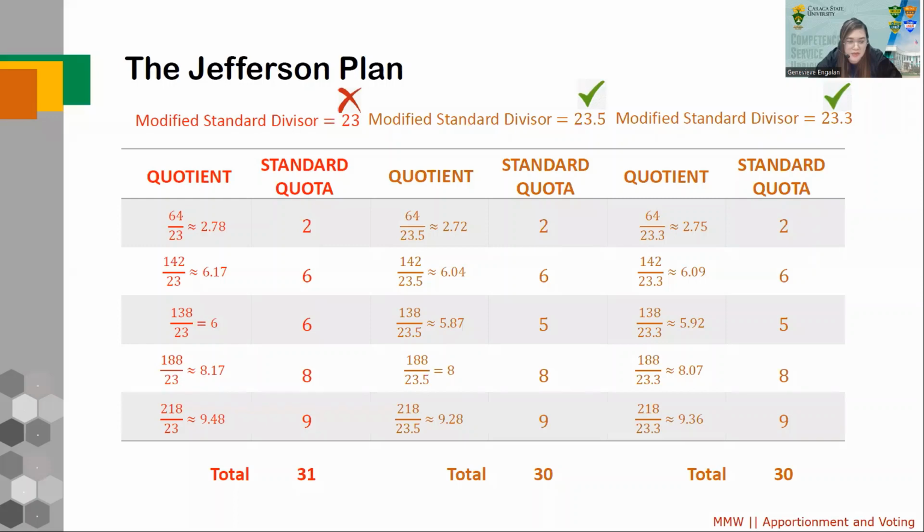So it's between 23 and 24. Let's try 23.5. Dividing 64 by 23.5 gives 2.72, and so on. Looking at the whole number parts, we get 2, 6, 5, 8, 9. So 2 plus 6 plus 5 plus 8 plus 9 is equal to 30. So 23.5 can be the modified standard divisor. 23.3 is also possible, and the same standard quotas are obtained. 23.4 is also possible. So the modified standard divisor is not unique, as long as the total standard quota is equal to the number of people to apportion.